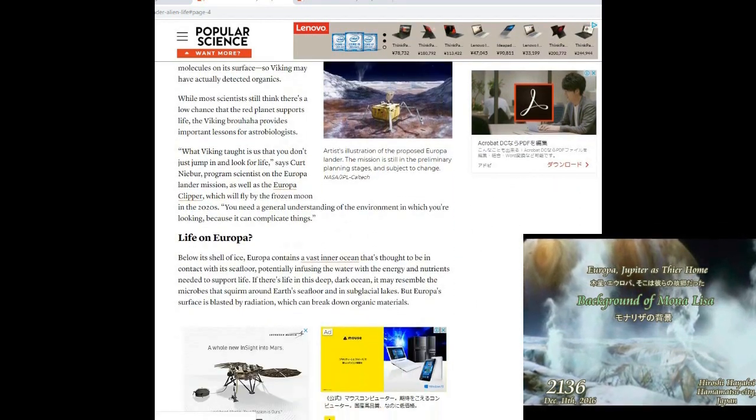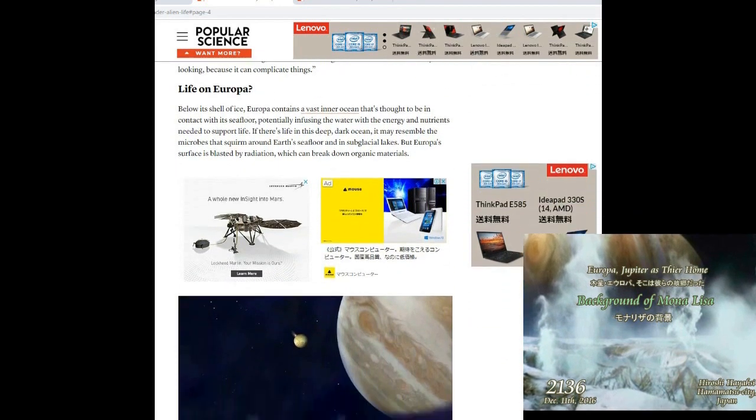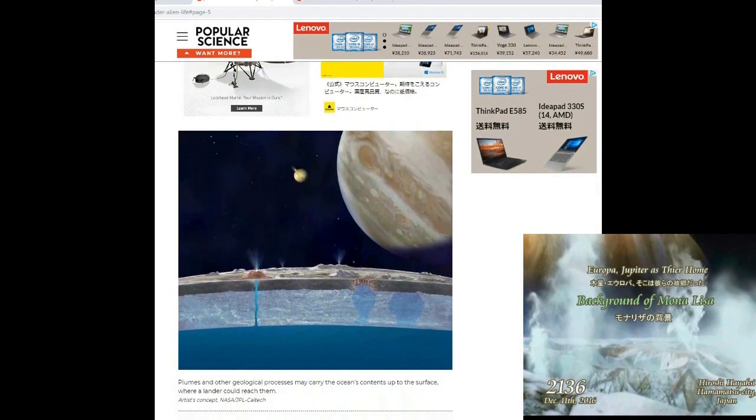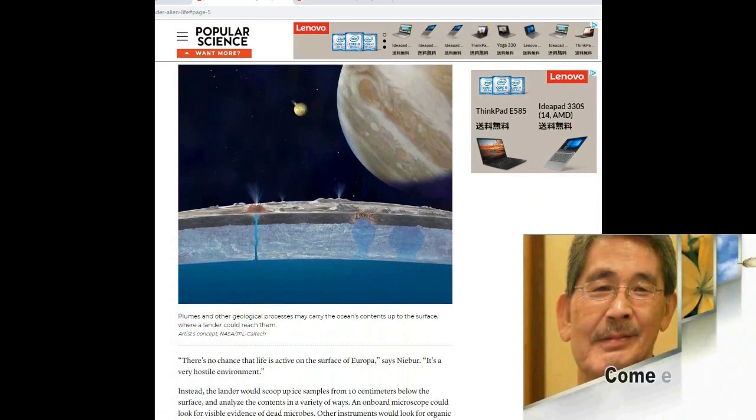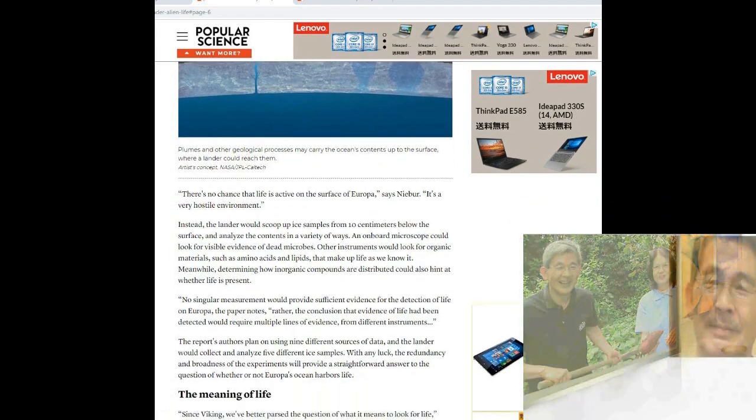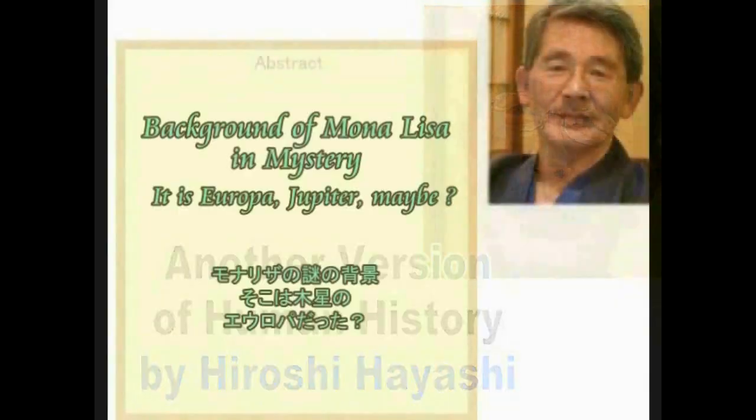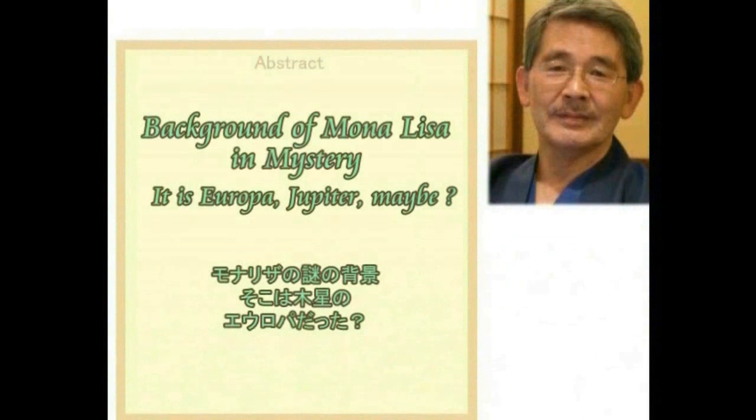Arthur C. Clarke wrote in his book 2010: Odyssey Two as follows. All these worlds are yours except Europa. Attempt no landing there. Use them together. Use them in peace.